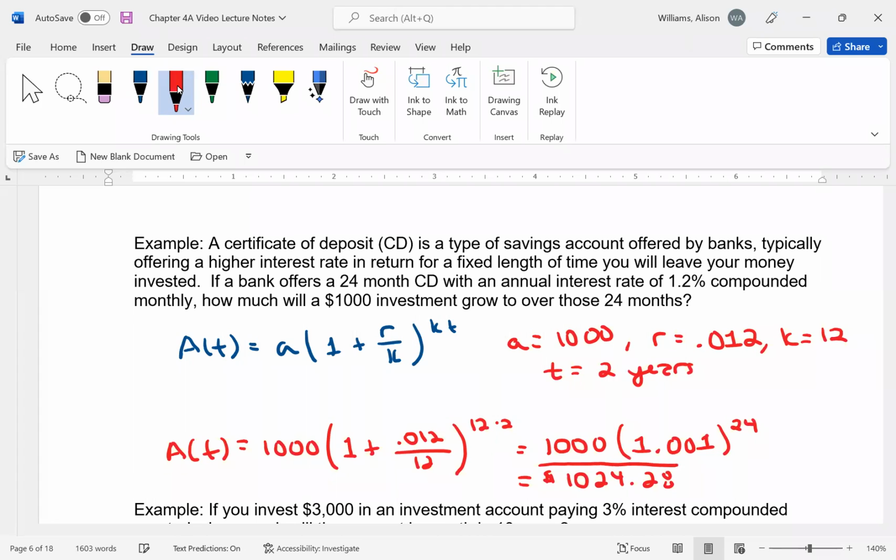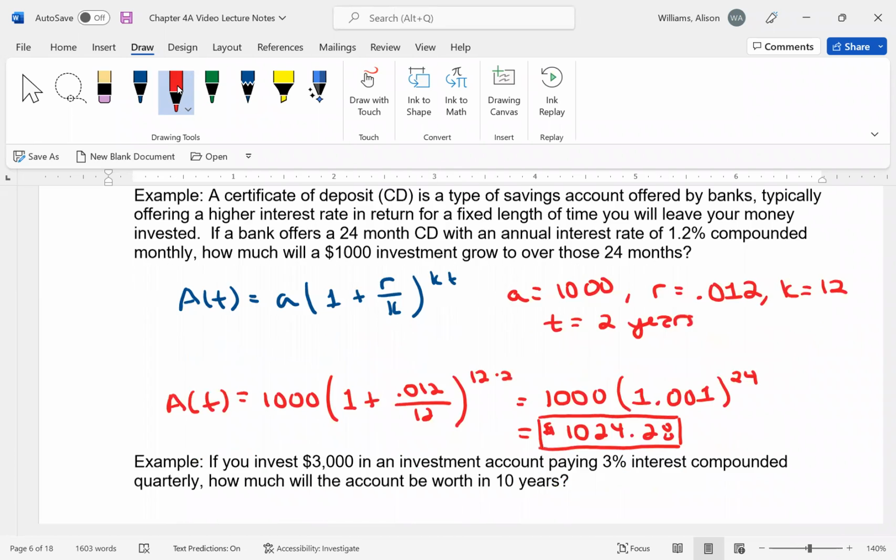So that's how much you would have at the end of 2 years. So you literally earn 25 bucks just letting the bank borrow your $1,000 for 2 years. And you earn $25 on that. All right. So let's try another one.